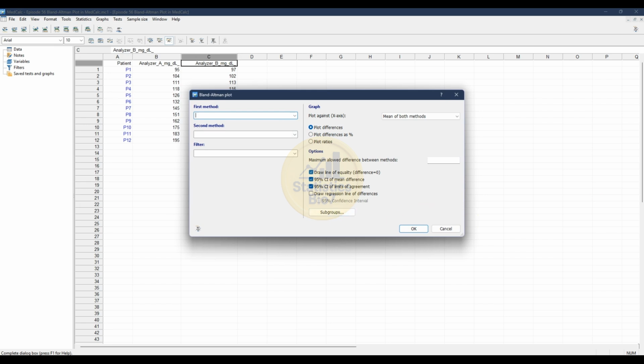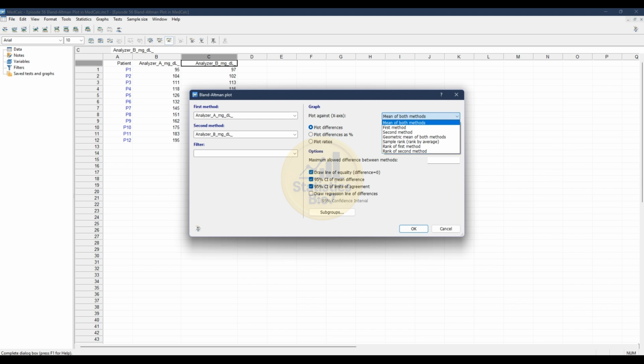Then open the new tab for the Bland-Altman. The first one is selected for the first method, analyzer A, and the second method for analyzer B. The filter is used to analyze only selected observations, for example only diabetic patients, only male patients, or only healthy controls. The right side options provide the graph plot against the x-axis. Many options are provided for the Bland-Altman plot.